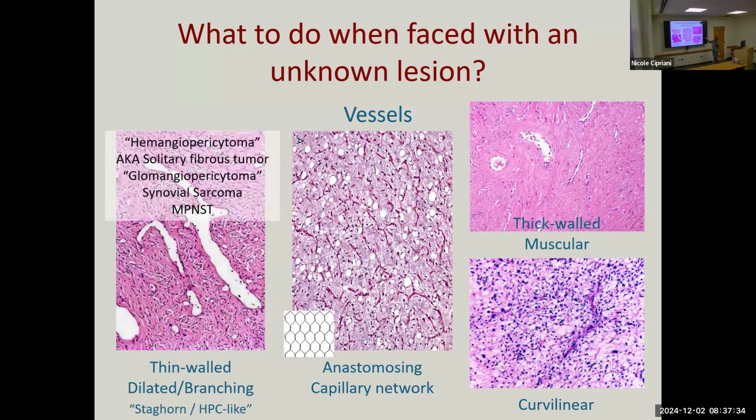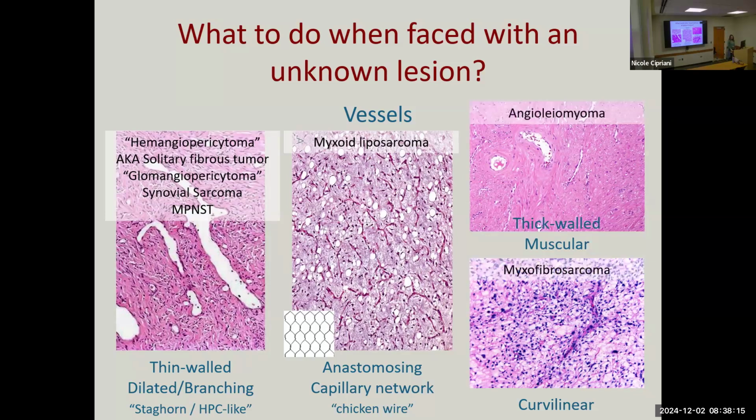Okay. Then you have these sort of thin anastomosing networks of capillaries, like here, that some people might call chicken wire, right? But if you've never had a chicken coop, maybe you don't know what chicken wire is. So thin-walled, compressed, anastomosing capillaries. This is often seen in some sets of tumors, right? For example, here, myxoid lipoma. Then you have thick-walled or muscular vessels, which may imply some kind of hybrid vascular myogenic tumor. Or you might have these very, very striking curvilinear shapes, all of which imply different tumors.